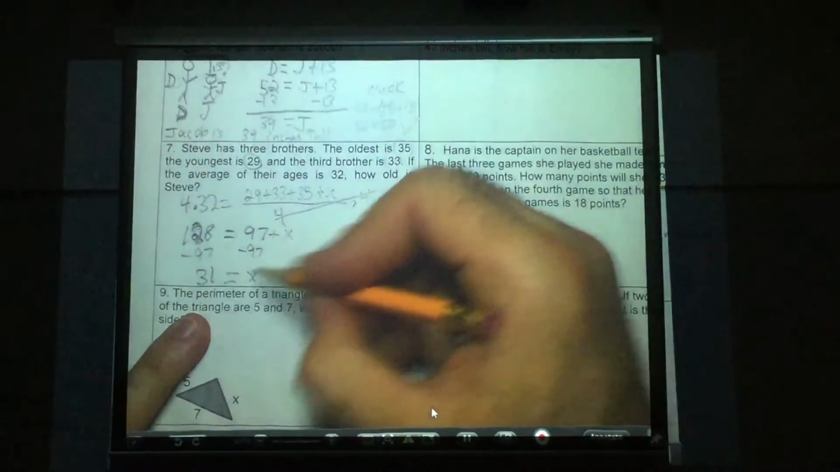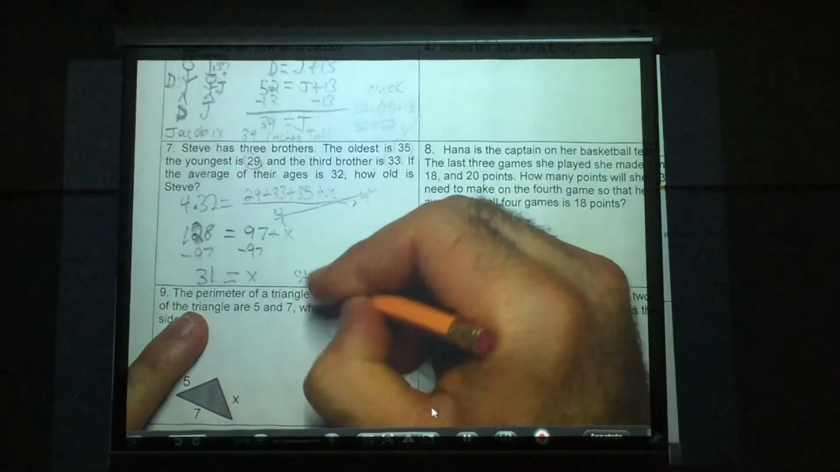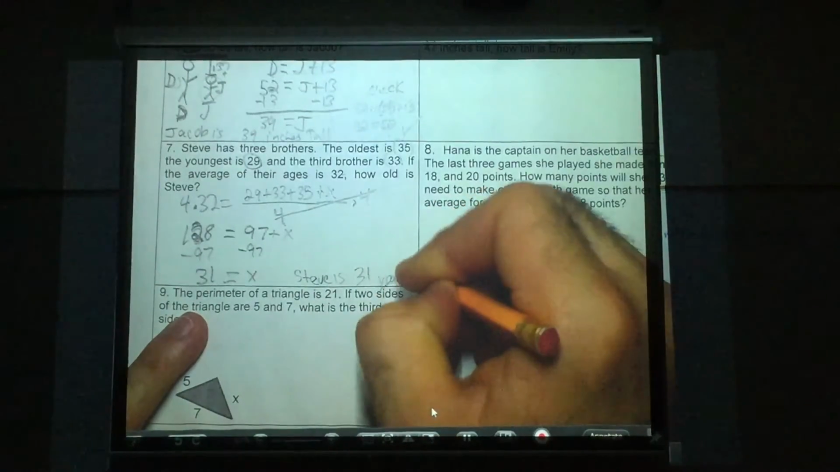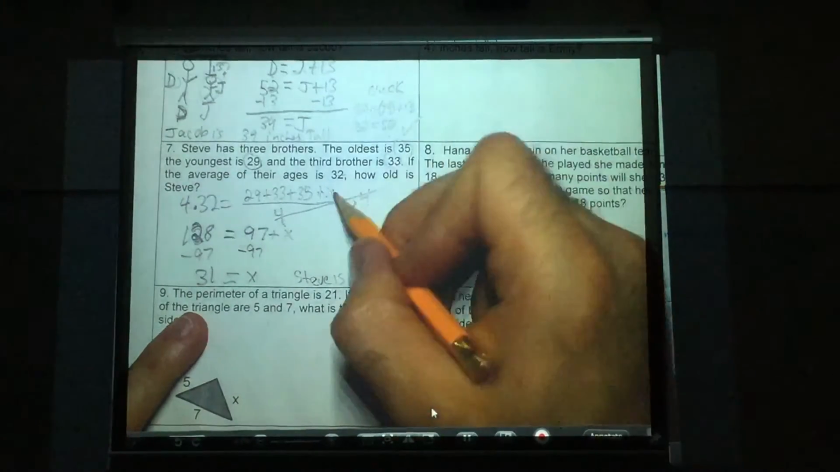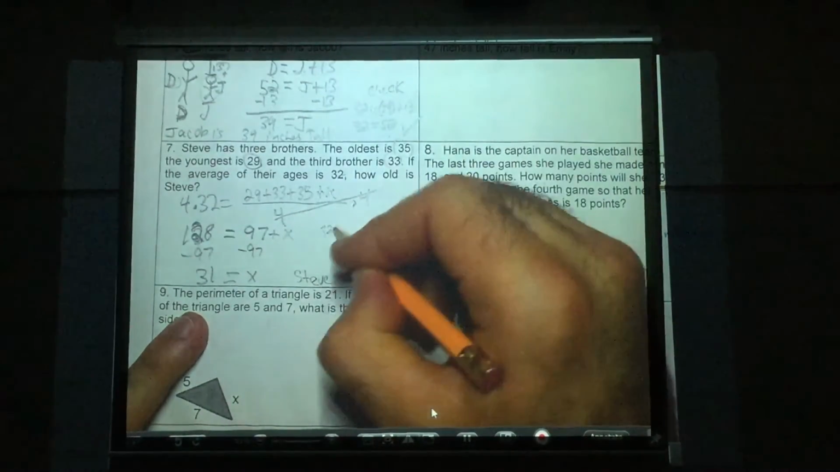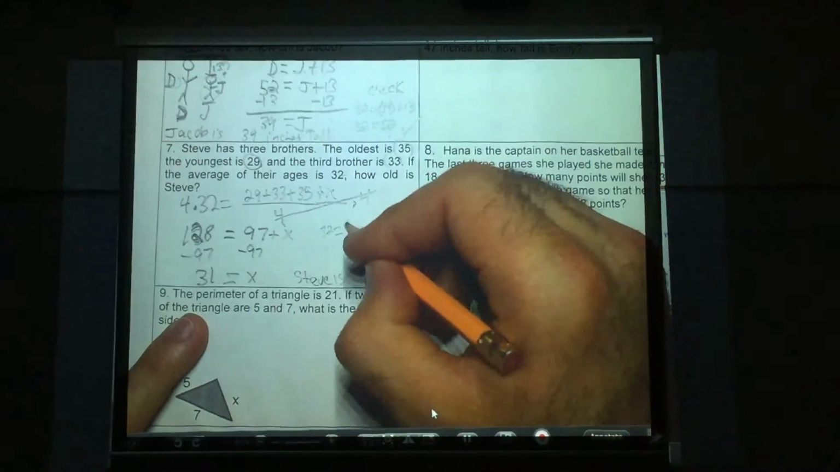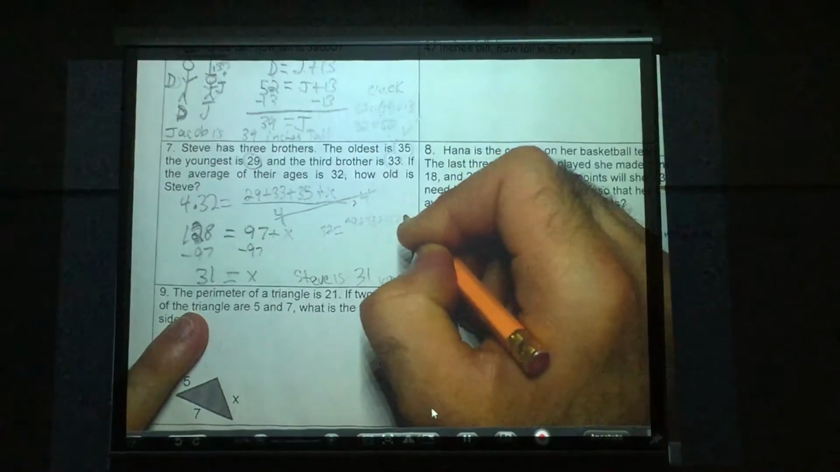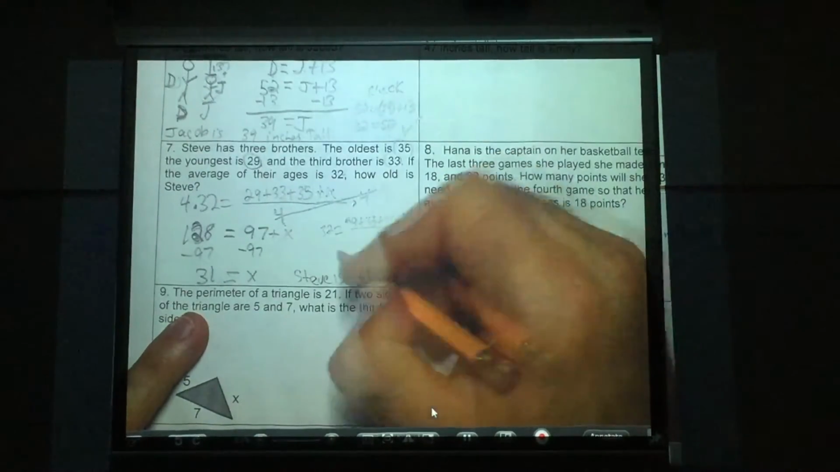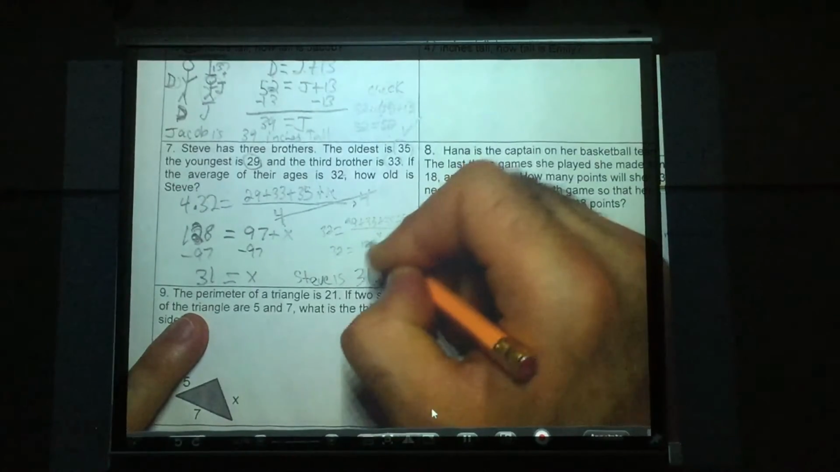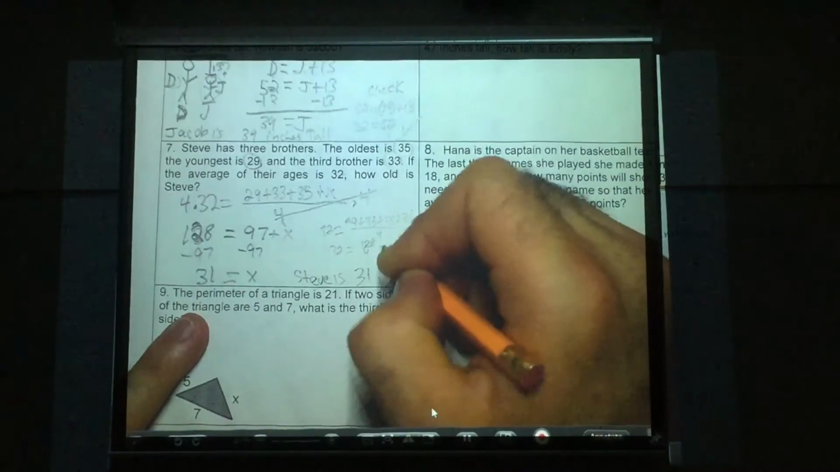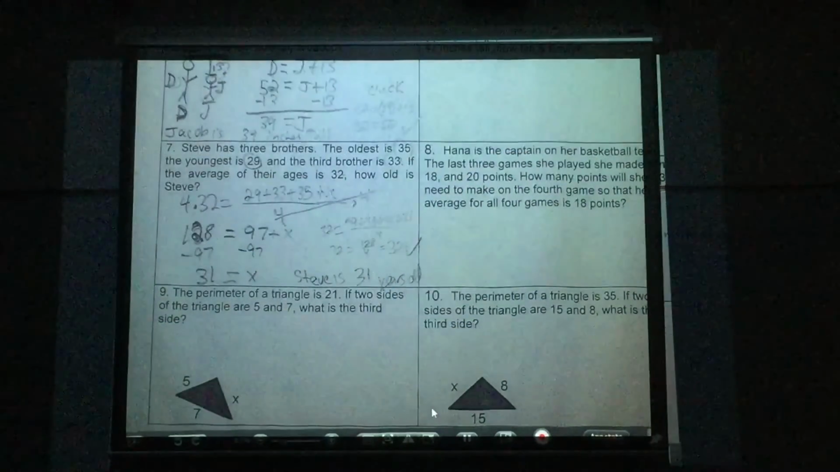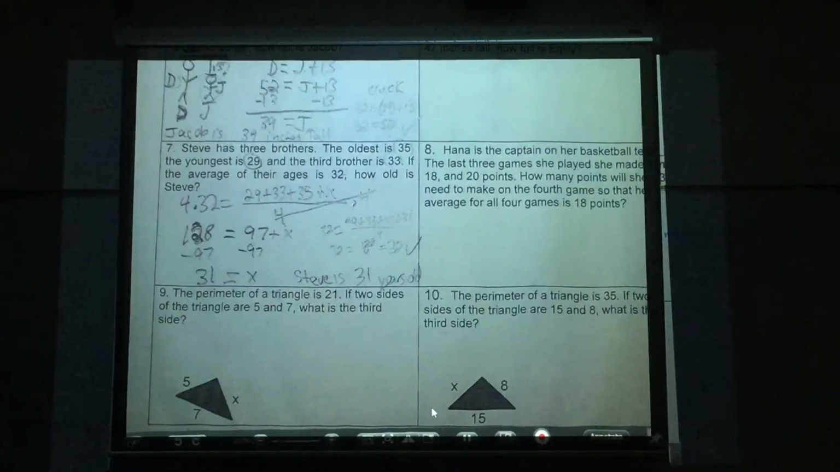So what does this mean? Well, this means that Steve is 31 years old. Okay, let's just check this really quick by plugging it in there. So 32 is supposed to equal 29 plus 33 plus 35 plus 31, which is Steve's age, over 4. 32 equals 128 over 4. 32 equals 32. There's my check. All right. So number 8 is very similar. Please go ahead and try number 8 on your own.